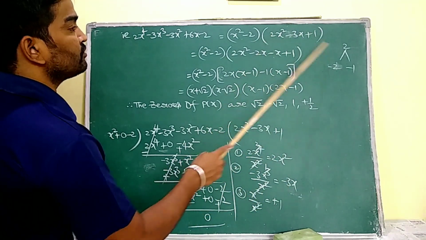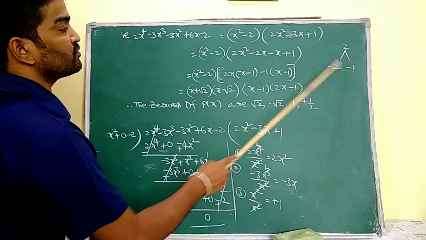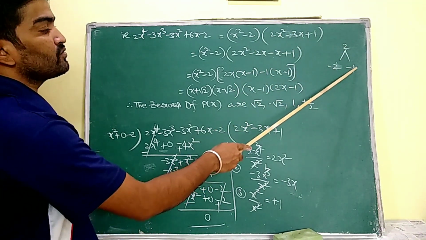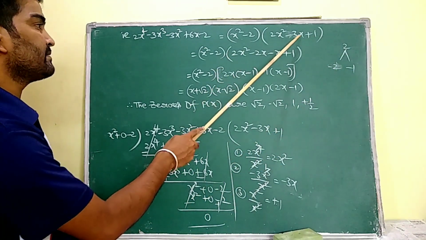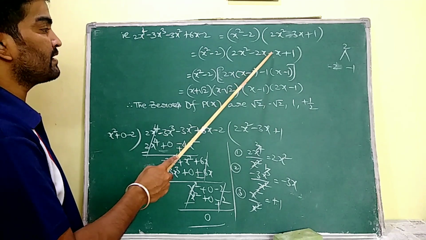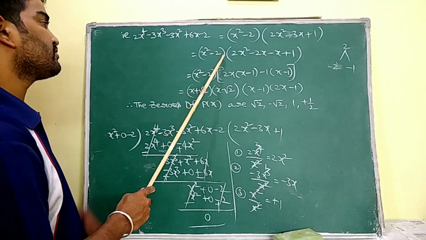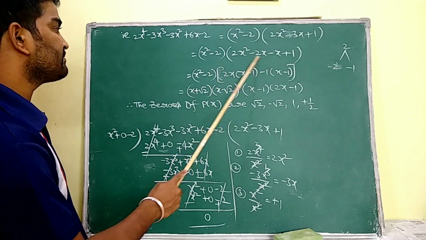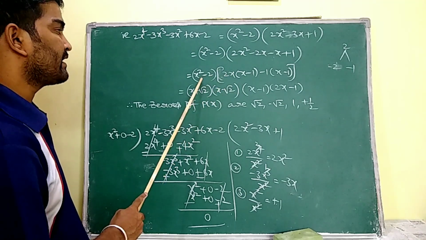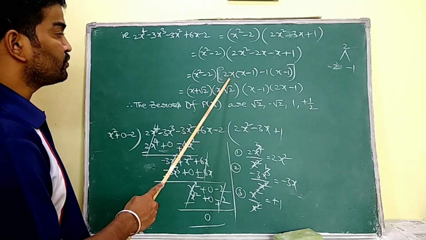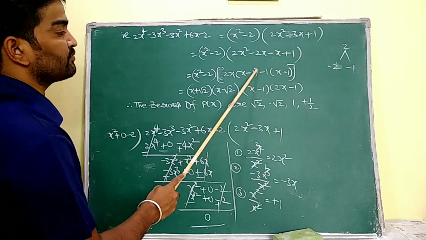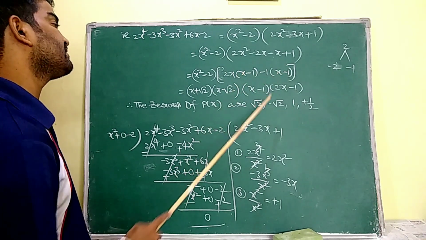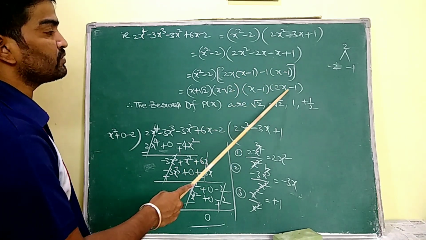For that, 1 into 2 is 2. I have to split this 2 in two ways to obtain the middle term minus 3. So this 2 can be split into minus 2 comma minus 1. So the middle term minus 3x is split as minus 2x comma minus x. So x square minus 2 into 2x square minus 2x minus x plus 1. From these two terms I am going to take out 2x as common: 2x into x minus 1. From these two terms I am going to take out minus 1 as common: then x minus 1. In these two terms I have x minus 1 as common. So x minus 1 into 2x minus 1.